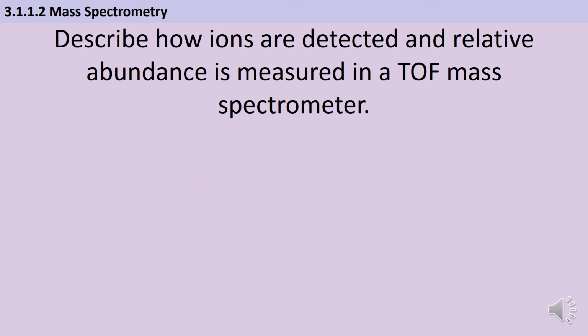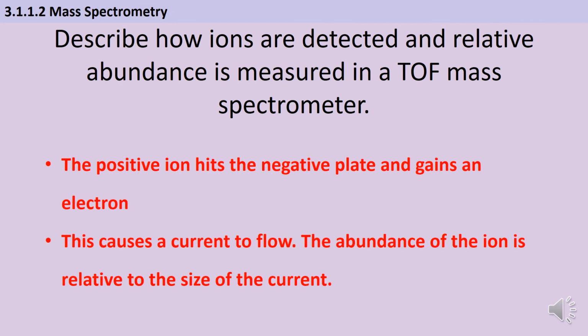So one more opportunity to describe what's going on. Pause the video. How are the ions detected, and how is their relative abundance measured? Well, the ions are detected when they hit the negative plate because they each gain an electron. This causes a current to flow, and the abundance of the ion is relative to the size of the current.